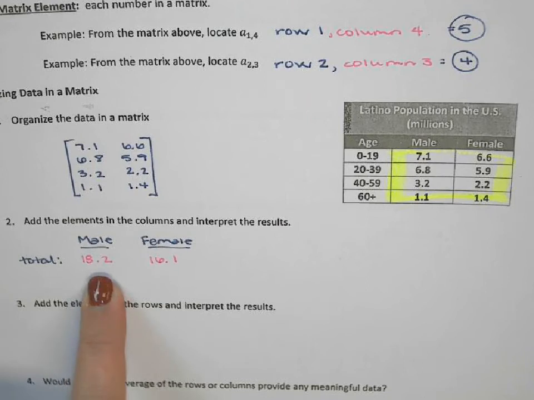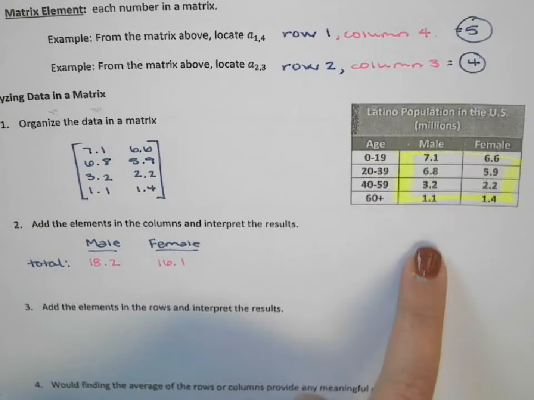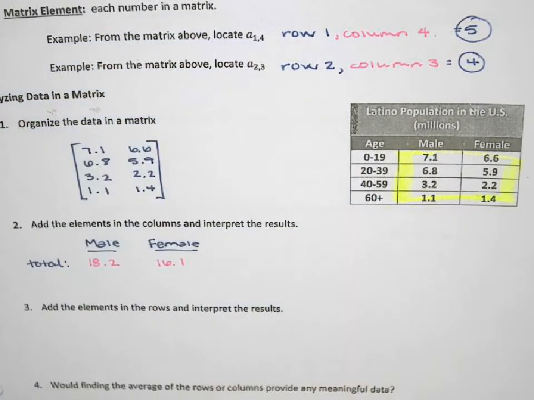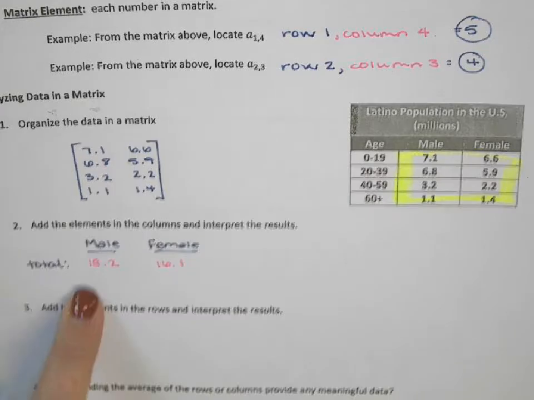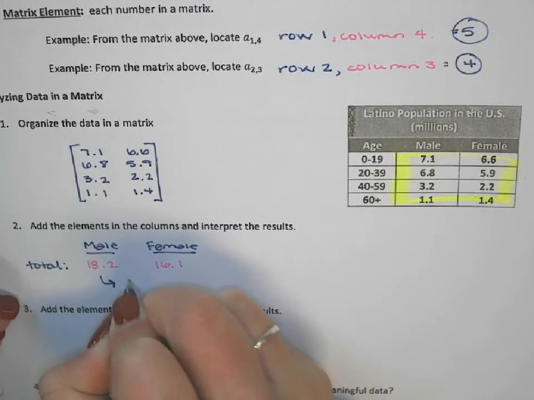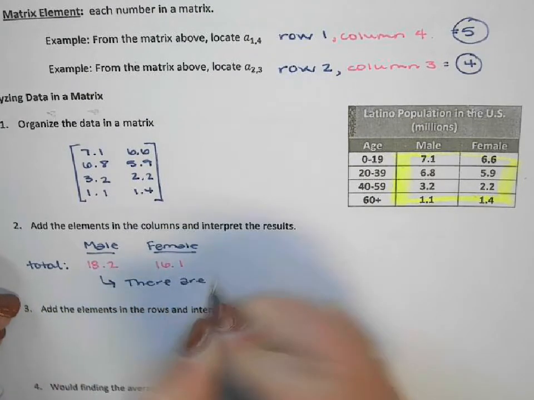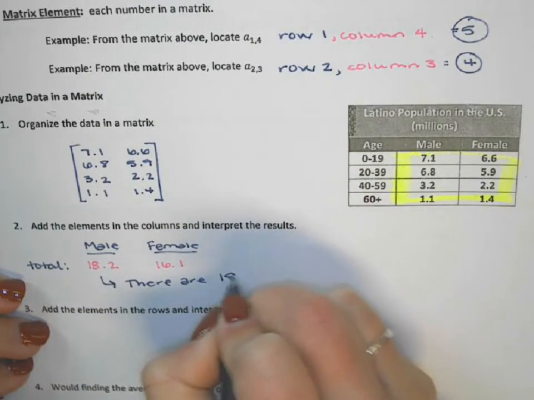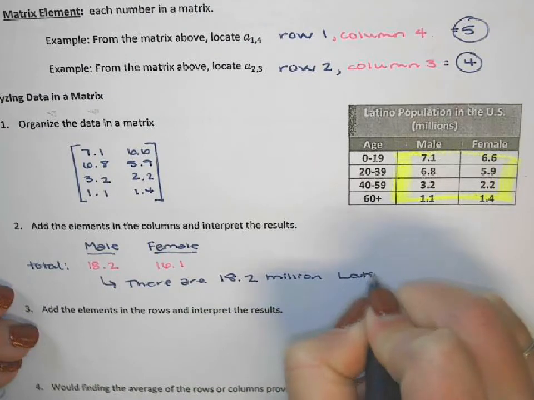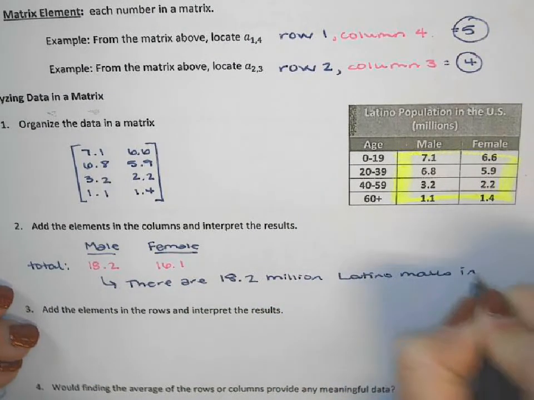What is the total 18.2 actually meaning here? And in this case, it's the number of males in all the age groups, because you go from 0 to 19, 20 to 39, 40 to 59, and 60 plus. So if you're adding up all of those groups, you're finding the number of male Latinos in millions in the United States. So this number right here says that there are, depending on when this data was taken, 18.2 million Latino males in the U.S.